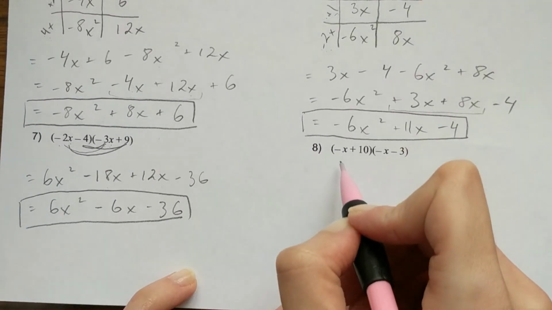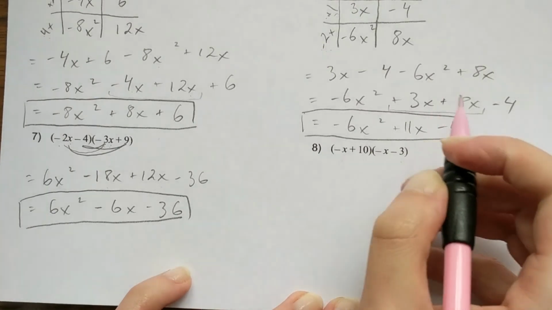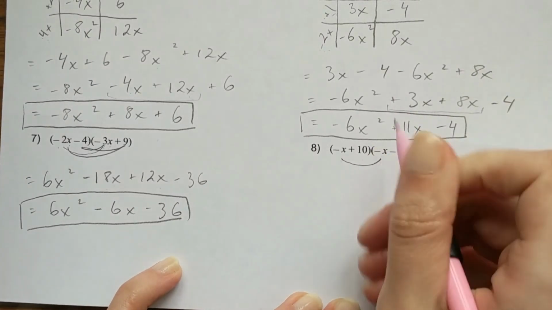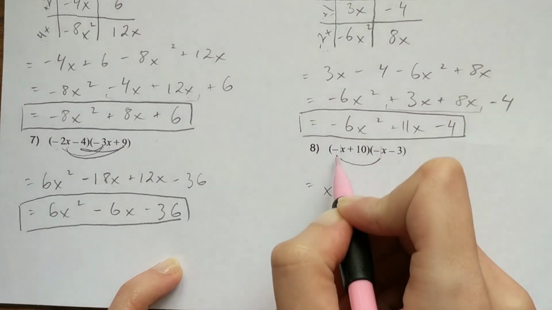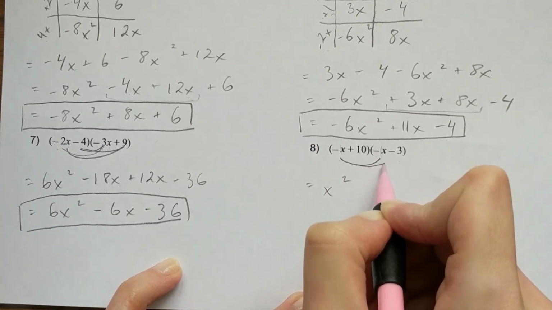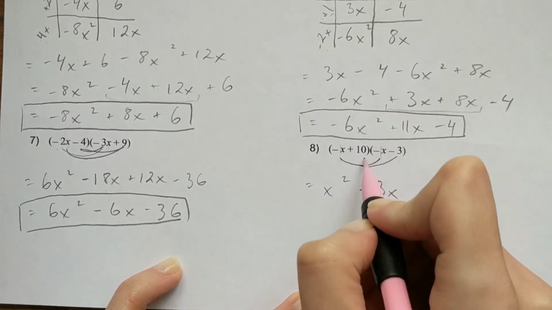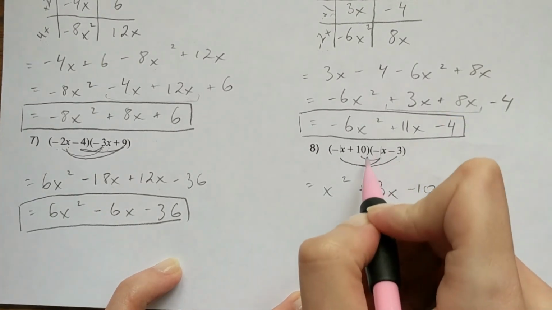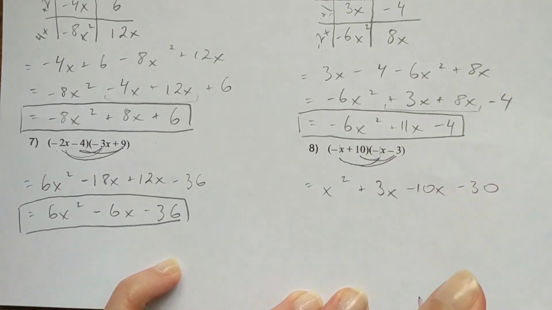And finally, I have negative x plus 10 times negative x minus 3. Once again, I'm going to use the FOIL method here. Negative x times negative x is x squared. Remember that the negative sign just means negative 1, so this is like negative 1 times negative 1. Then I have negative x times negative 3, that's positive 3x. 10 times negative x is negative 10x. And finally, 10 times negative 3 is negative 30.